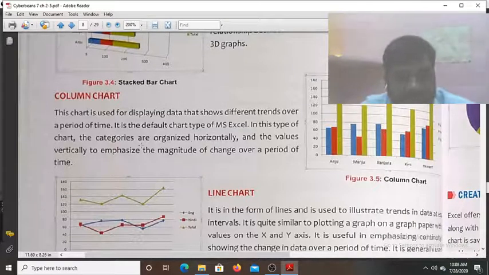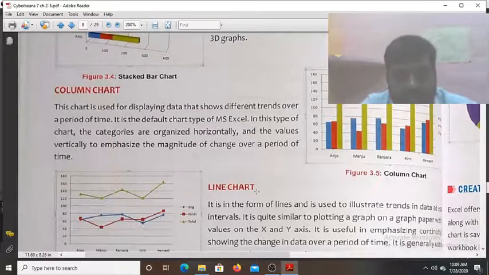In this type of chart, the categories are organized horizontally and the values on the y-axis vertically, to emphasize the magnitude of change over a period of time. So here you can see Anju's marks in different subjects represented. So 60, and this also suppose about 70, and this is the total 130. This is represented the same way in the column chart. Okay, next is the line chart.